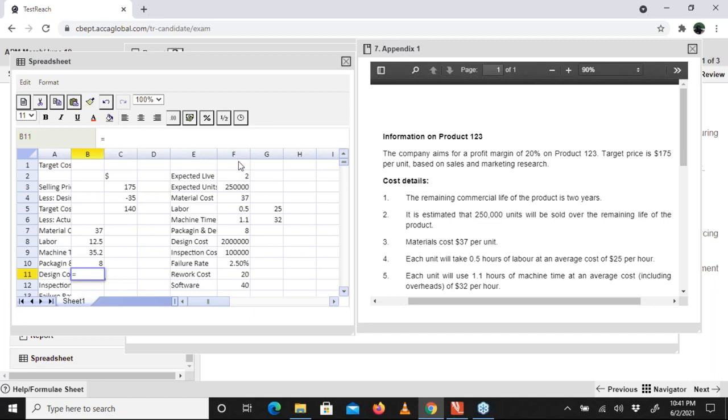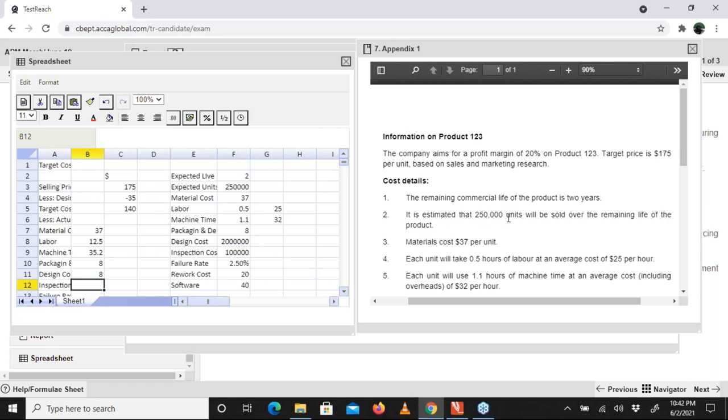There's this design cost which is expected to be 2 million in total. What we could do is divide it by the expected number of units, so it turns out to be 8. There's this inspection cost, which is 100,000.